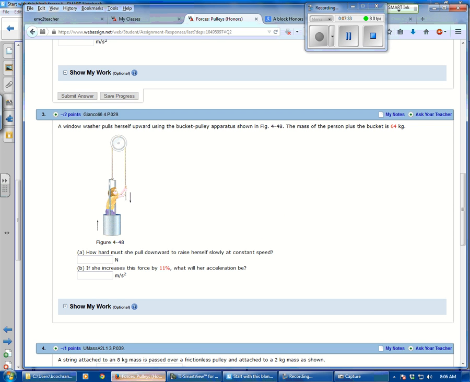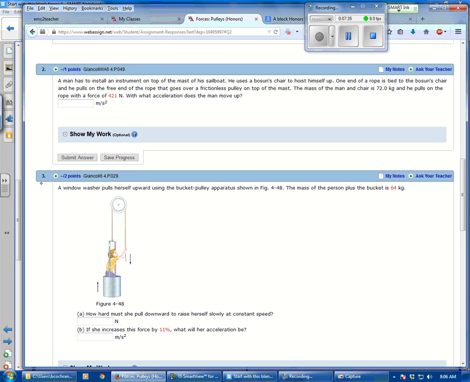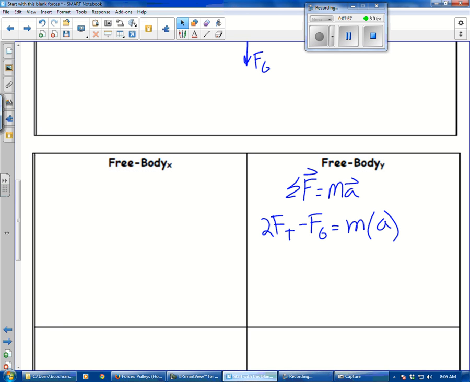They tell me the tension in the rope, because if he's pulling on it with 421 newtons, it's 421 newtons everywhere. They tell me the inertia, or the mass of the man in the chair, and they want to know with what acceleration does he move up. So, alright, they tell me the tension, they tell me that they want to know the acceleration.